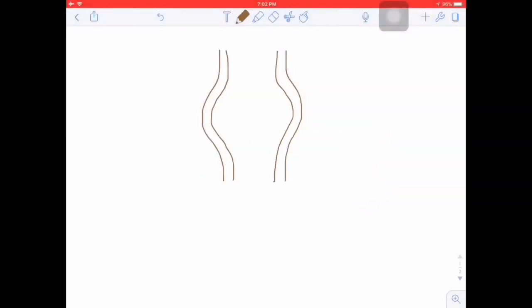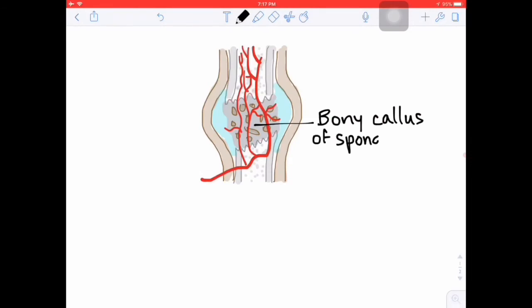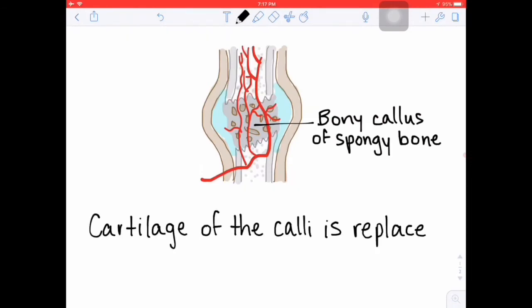Over the next several weeks, osteoclasts reabsorb the dead bone. Osteogenic cells become active, divide and differentiate into osteoblasts. The cartilage in the calli is replaced by trabecular bone via endochondral ossification.